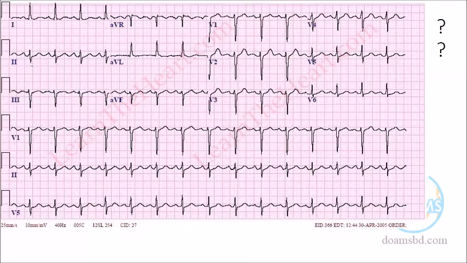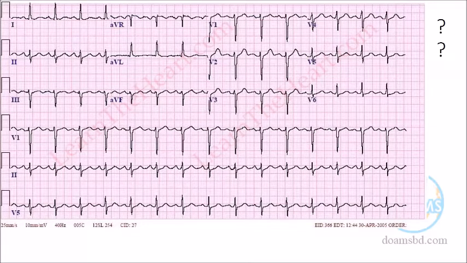But look at lead 2. Where is it? Is it following the AVF or is it following lead 1? What do you think? Following means AVF is negative, lead 2 is negative or not? This is the critical decision making. Equivalent.